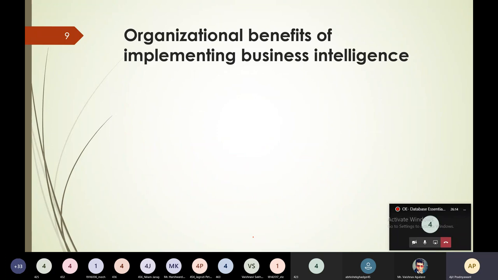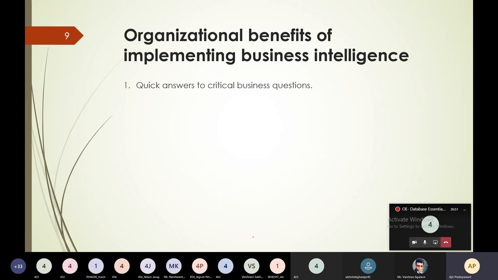Next is, once you make use of business intelligence, what are the organizational benefits of implementing it? So the first benefit is quick answers to critical business questions. When a particular critical business question appears, you can easily answer it. Within a fraction of a minute, you can answer the question once you implement business intelligence.